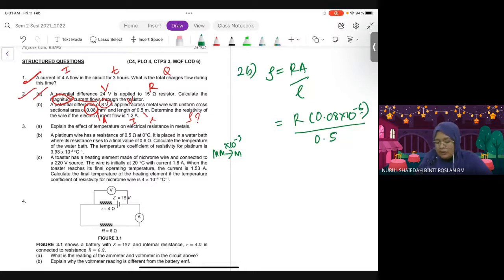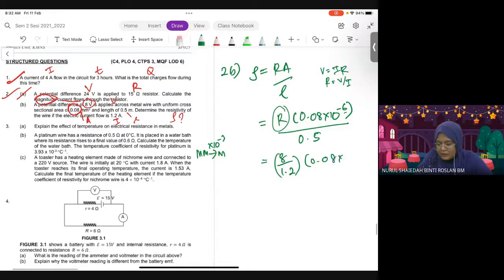Okay, what do we know about R? R we can calculate from using V equals to IR lah. So I use formula R equals to V over I. So my voltage is given 8. So my current is 1.2. So 0.08 times 10 negative 6. So divide by 0.5.